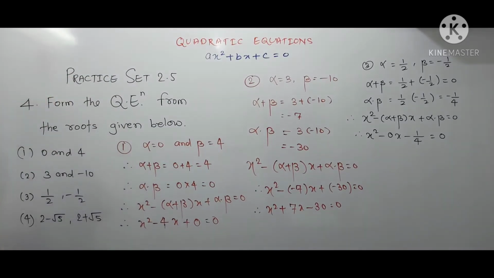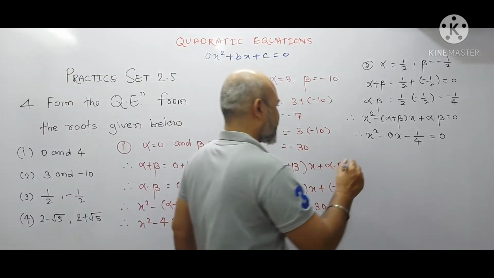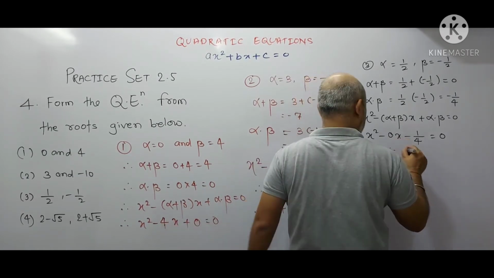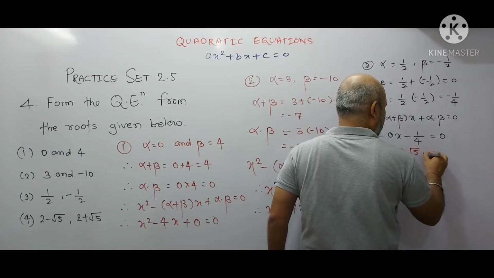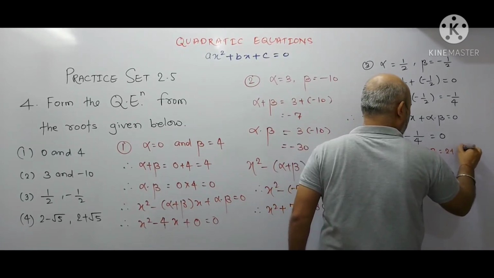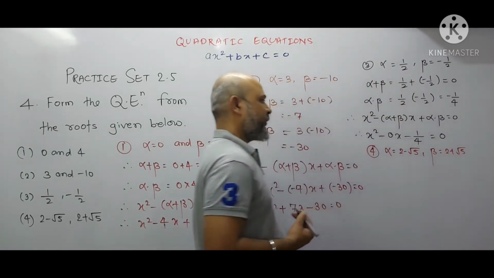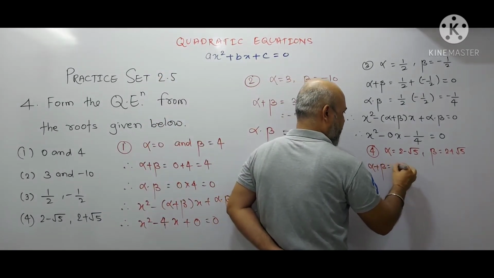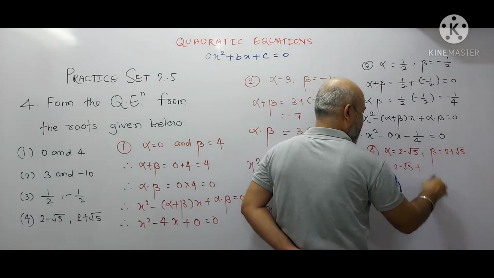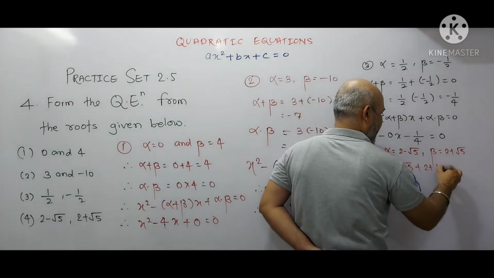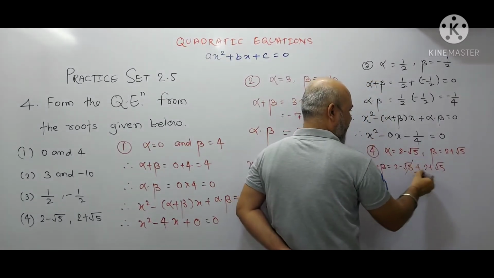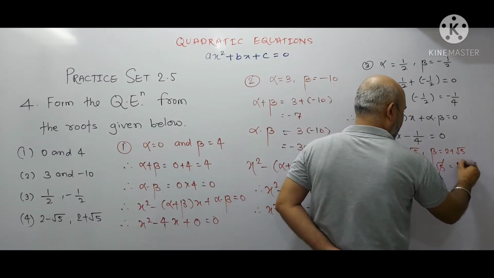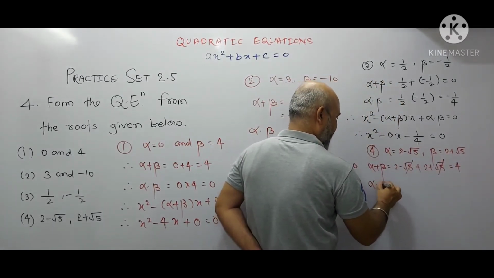Now we will solve the fourth one. In the fourth case, alpha is 2 minus root 5 and beta is 2 plus root 5. So first we will find the value of alpha plus beta. So alpha plus beta, what is alpha? 2 minus root 5 plus what is beta? 2 plus root 5. Now minus root 5 plus root 5 will cancel out. So 2 plus 2 is what? 4.